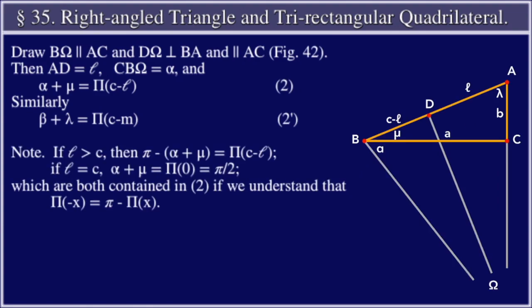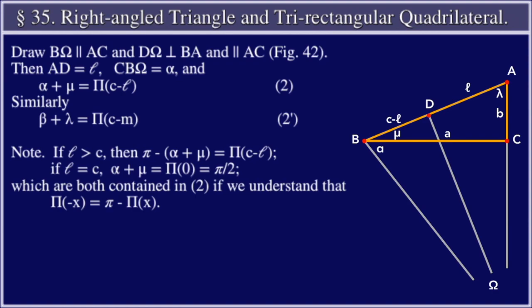Draw Bω parallel to AC, and Dω perpendicular to BA and parallel to AC, figure 42. Then AD is equal to L, CBω is equal to α, and α plus μ is equal to the parallel angle of C minus L, equation 2. Similarly, β plus λ is equal to the parallel angle of C minus M, equation 2 prime.